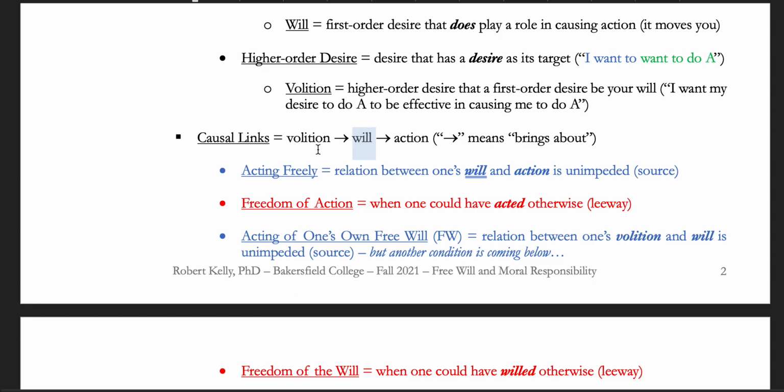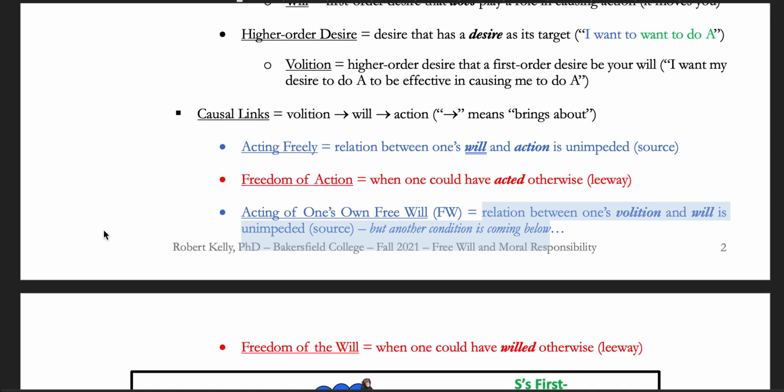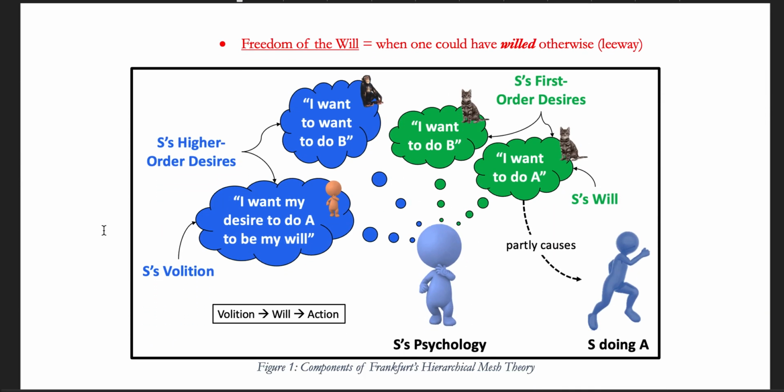We want the right kind of connection between those as well. And when you get that, when it's unimpeded, then you get acting of your own free will. So we'll look at this a little bit. Have a person who's doing some action. So here's the person, not necessarily thinking, but just their psychology. So here's somebody with some of their psychology up here.